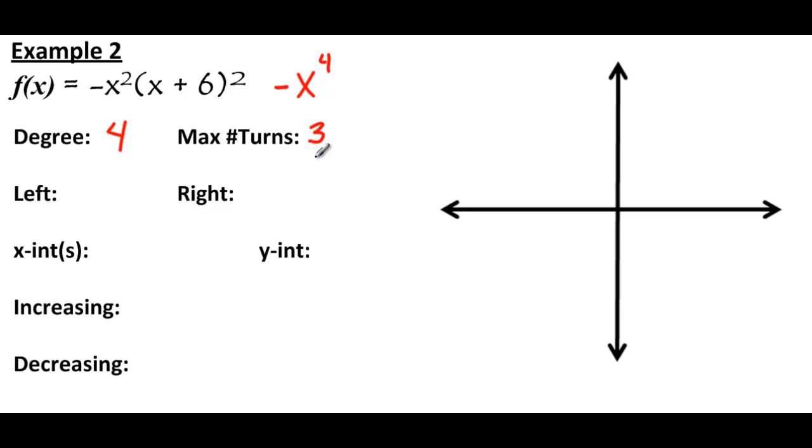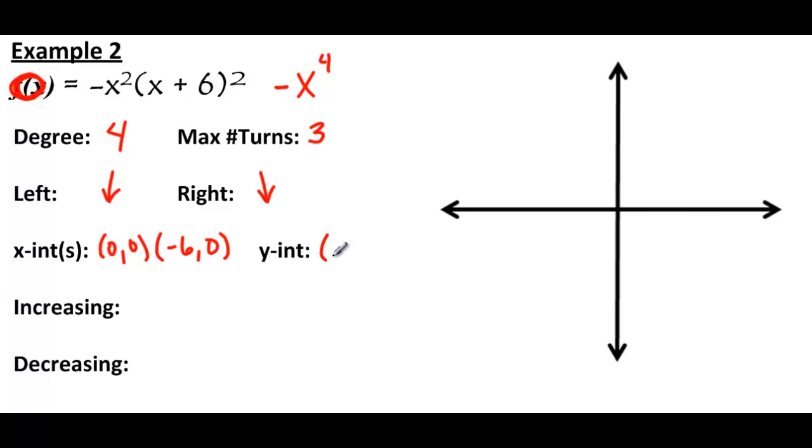Okay. Now, I need to know the left and right behavior. Well, negative tells me the right side goes down, and because the degree is even, that means the left side does the exact same thing. Now, how do I find my x-intercepts? Well, again, if I put 0 in for y, I already have my factors, so I'm going to set each part that has an x equal to 0. So if I set negative x squared equal to 0, I know x equals 0. And if I set x plus 6 squared equal to 0, I'm going to get negative 6. Because remember, even though this is squared, if I take the square root of 0, I still get 0, so it doesn't really change my answer.